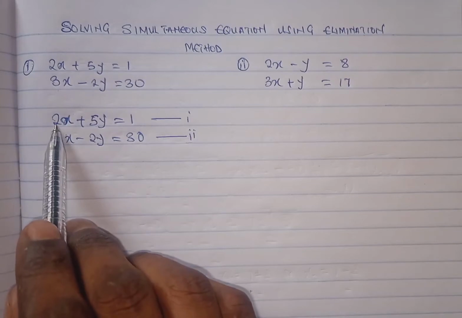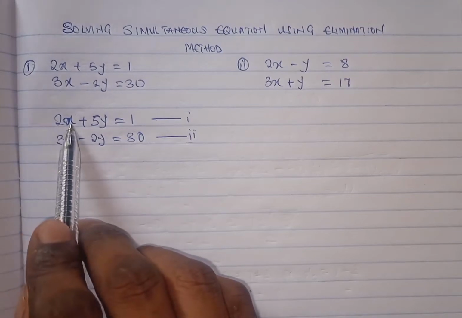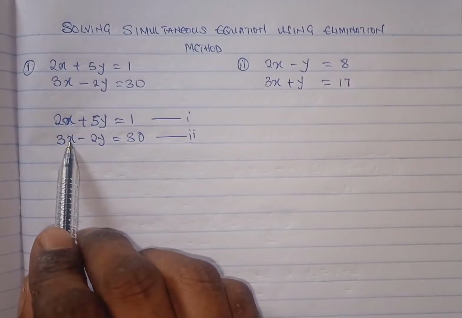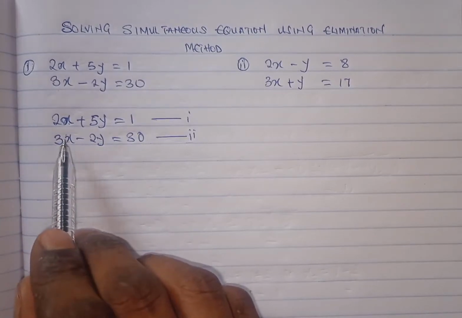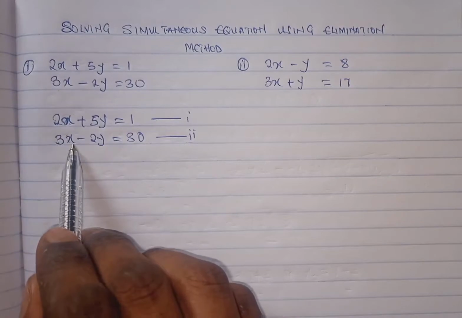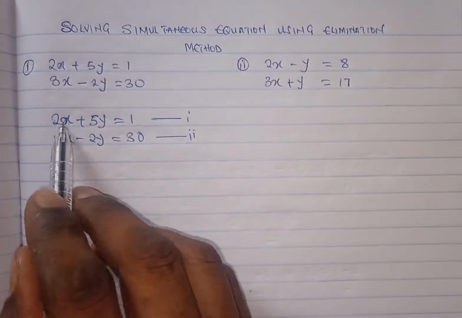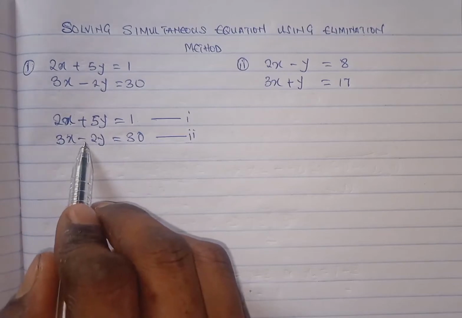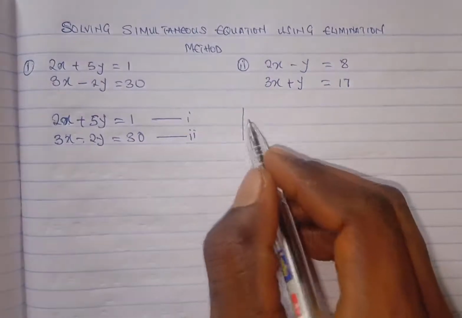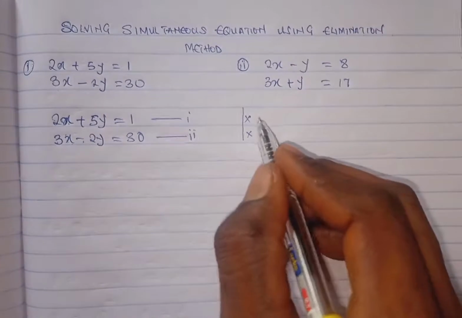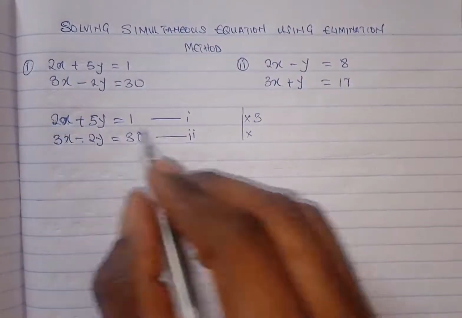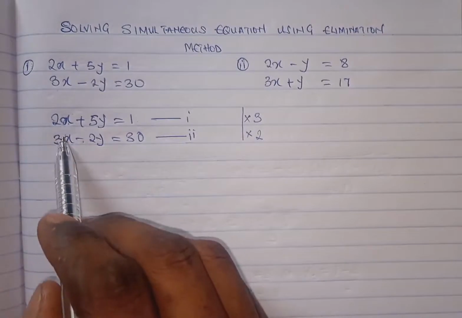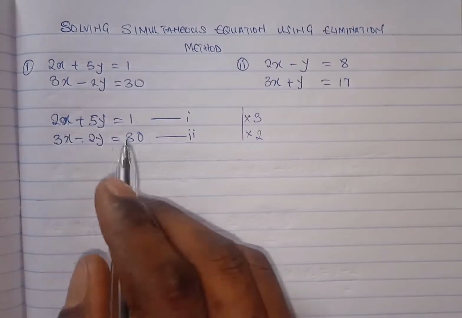For equation 1, the coefficient of x is 2, and for equation 2, the coefficient of x is 3. So what you simply do is interchange the coefficients of the two. That is, you multiply equation 1 by 3 and you multiply equation 2 by 2. By doing so, you discover that these two will become the same number, then you can easily do whatever you want to do with it.